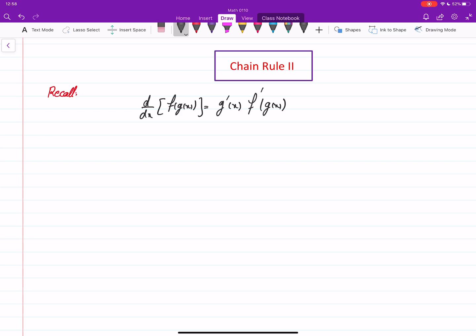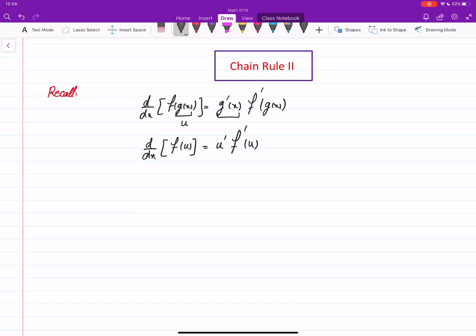Well, sometimes to make everything look better, we choose to write this inner function as u. So the chain rule turns into this form. The derivative of f at u, differentiating with respect to x, is going to be u prime times f prime at u. So this is the same rule, but we are writing it in a slightly different form.